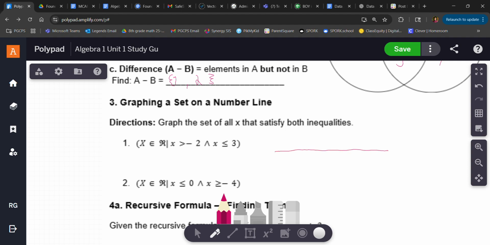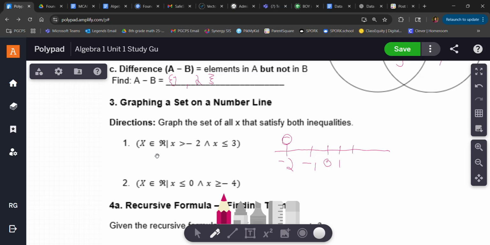So if I'm drawing my number line, the first property is x is greater than -2. So I draw my number line, start with 0, -1, -2. X is greater than but not equal to -2. So that would be an open circle above the -2. This symbol right here means and. So and x is less than or equal to 3.